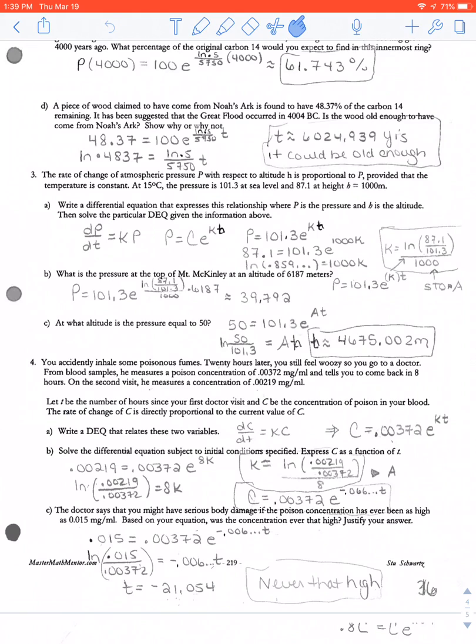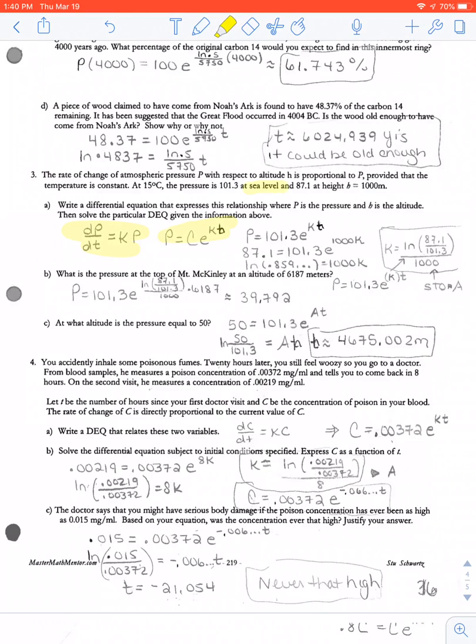So we want to know what variables we're talking about. So the rate of change of the pressure, dP/dt, is proportional to, so equals k times P. So we know that that is the differential equation that's always going to give us the solution P = Ce^(kt). And then it says at sea level, so altitude is 0. So at 0, the pressure is 101.3, so I've found my C value, 101.3, using the point (0, 101.3).